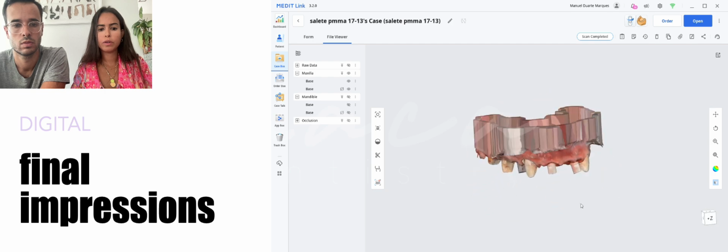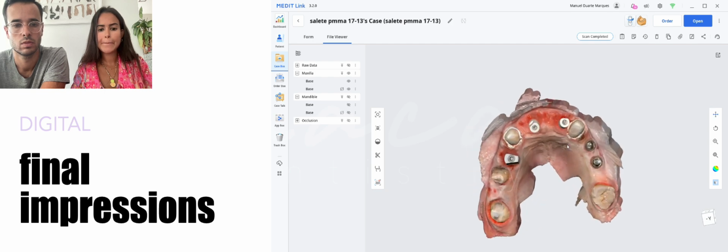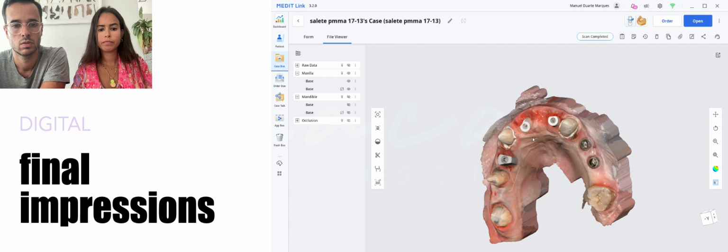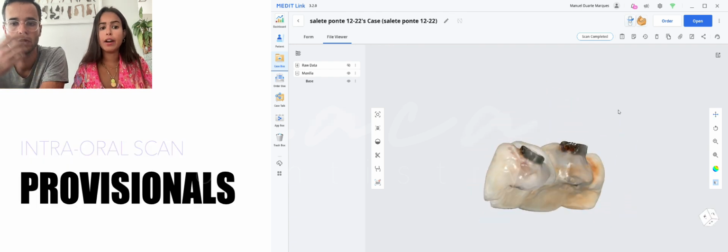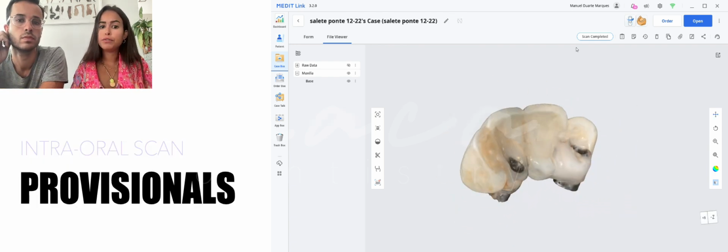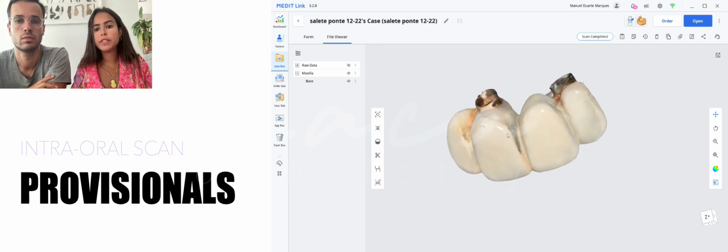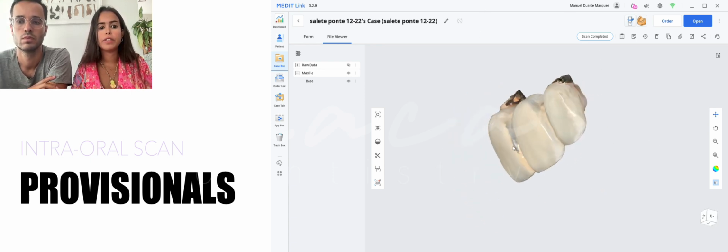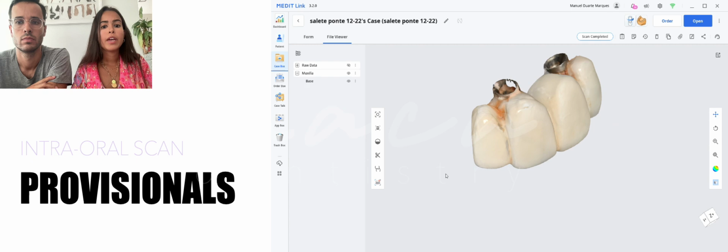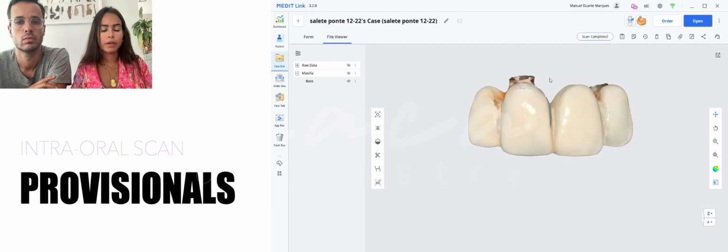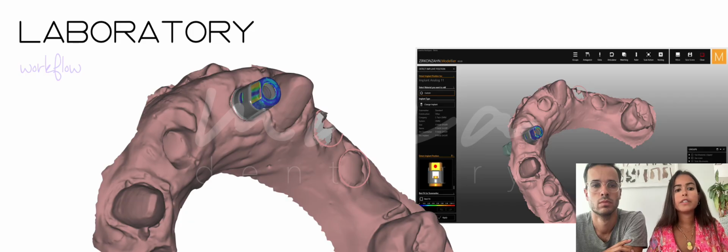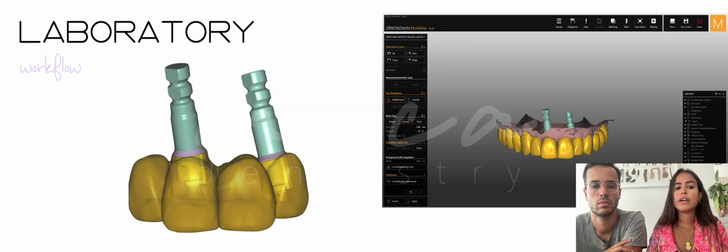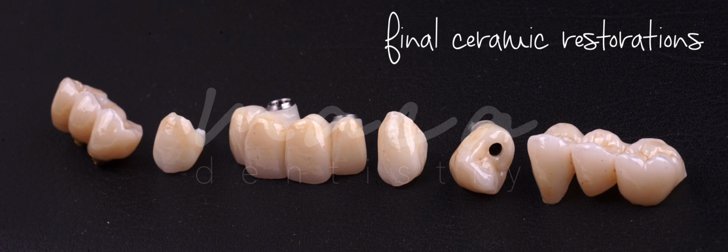The upper arch with more detail. And finally the scan of the provisionals. As for the previous cases, the lab technician will use this scan to copy important references such as the shape of the teeth and the emergence profile of the restoration. Here you can also see some steps of the laboratory workflow: the final design of the crowns on the CAD software, and the final restorations after being milled and finished.